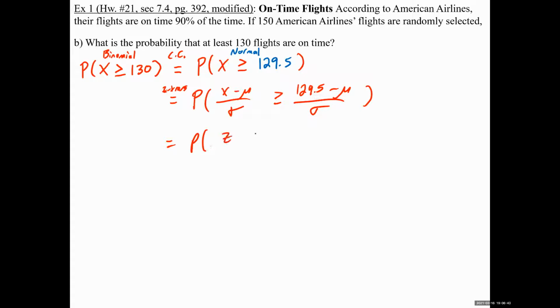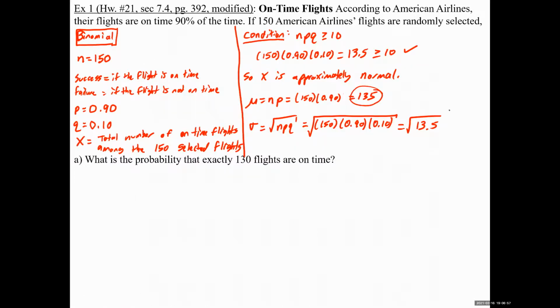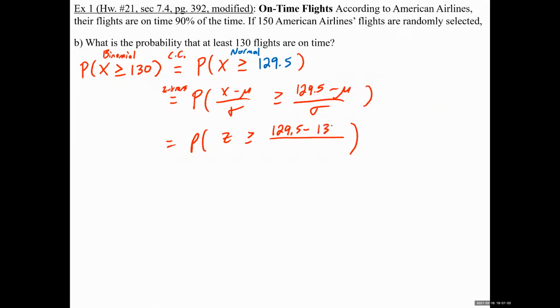The part that has the x minus mu over sigma, that's z. The other part, 129.5 minus, all right, what was mu? It was on the previous slide. Mu was 135. Let me go back. Mu 135. Sigma is the square root of 13.5. All right, now I'm going to calculate this number. So let's see, 129.5 minus 135 divided by square root 13.5.